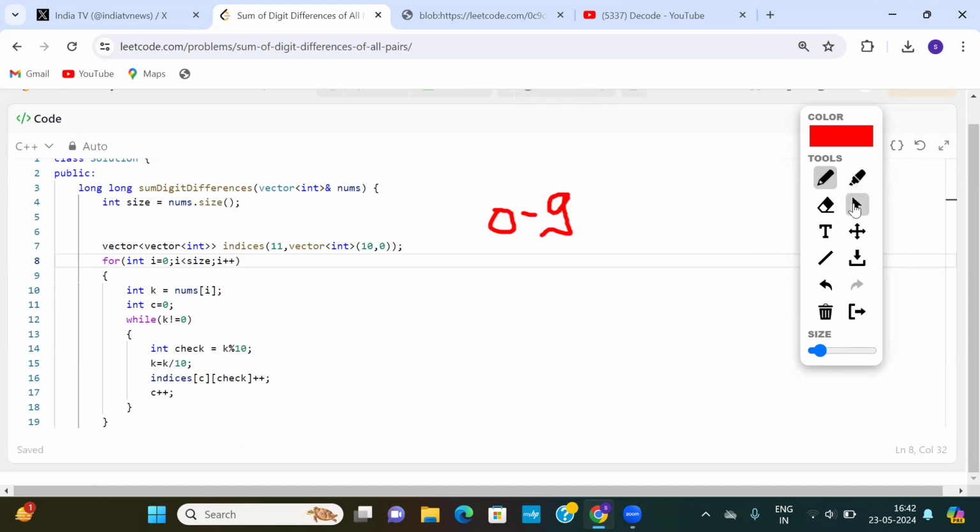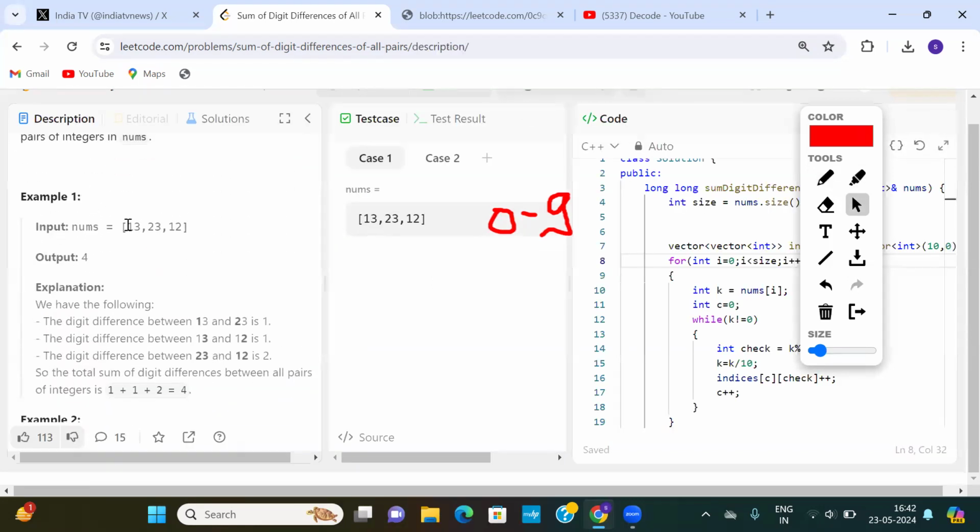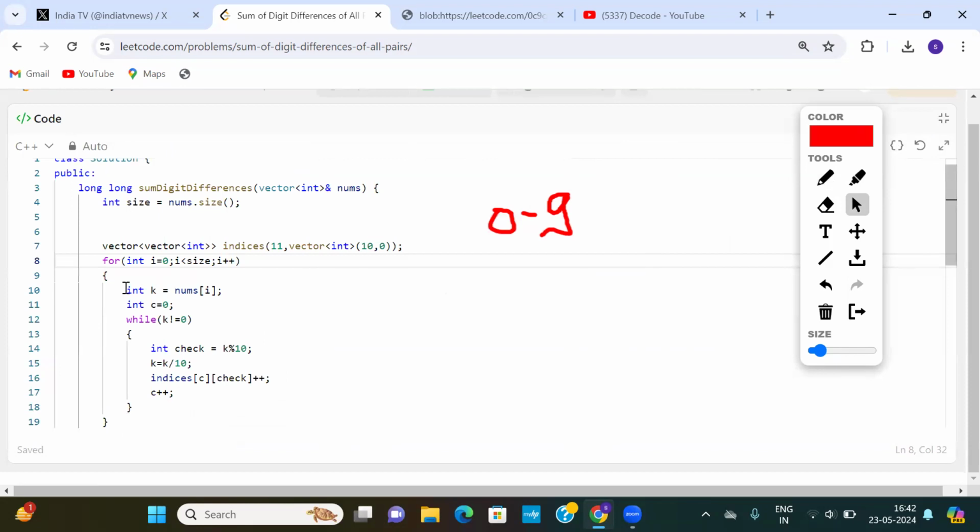So see what this is trying to do. With the help of the first example, let us see. The first one is 13, right? So what will happen in case of 13? K will store 13, int c is equal to 0, while 13 is not equal to 0, int check is equal to 13 mod 10. So what is 13 mod 10? 13 mod 10 is going to give us 3, right? It is going to give us the last digit. So in check, 3 will get stored. Now what will happen? K is equal to k divided by 10. Now k value becomes 1.